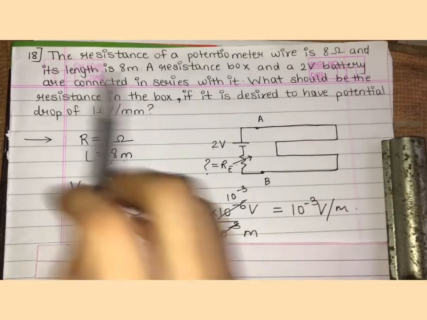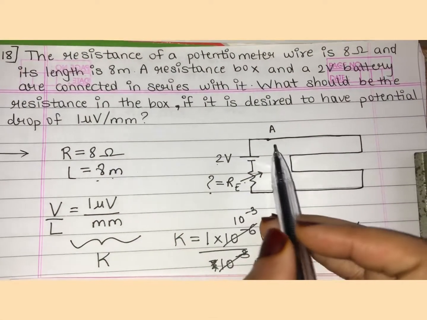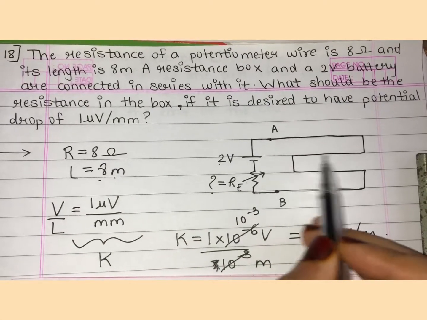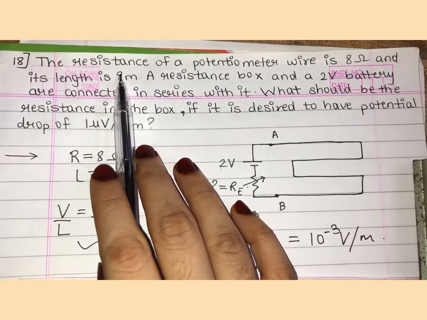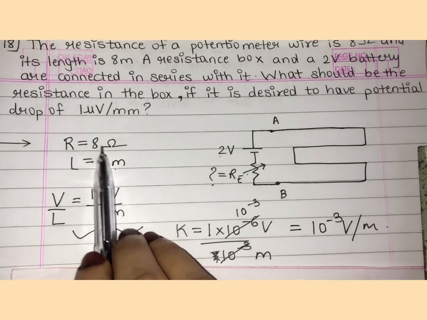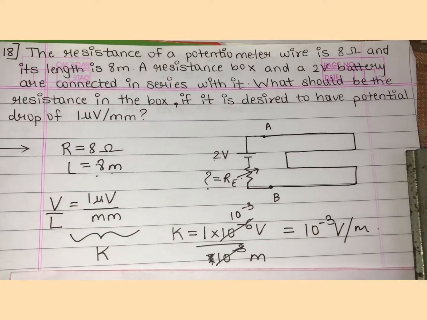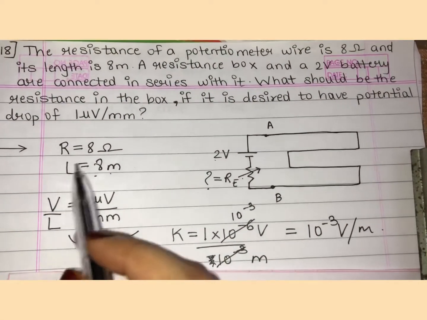Okay, starting with numerical number 18. The resistance of a potentiometer wire is 8 ohm. Here we have a potentiometer wire whose resistance is 8 ohm. I have written it over here, and its length is 8 meter. The length of the wire is 8 meter and the wire has resistance 8 ohm.